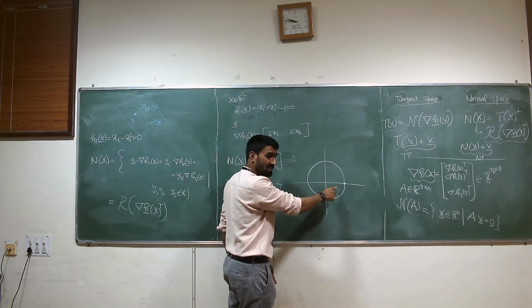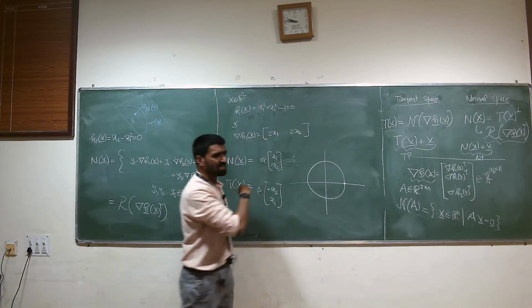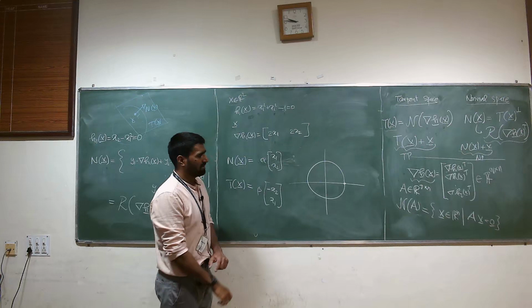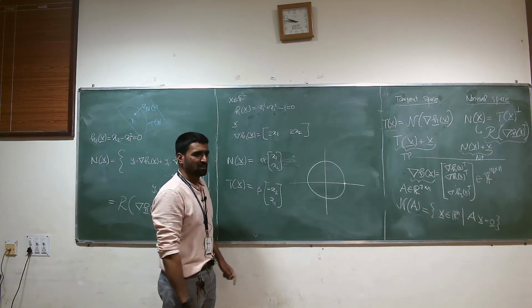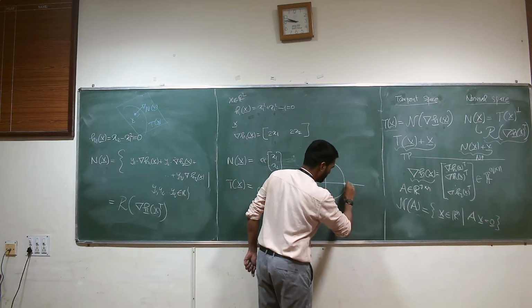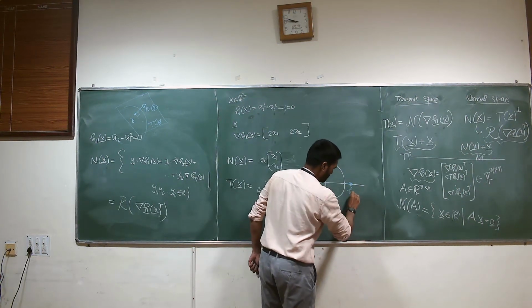Which direction is the normal? Where is the normal space? No, normal space. Let's start with the normal space. The gradient points in this direction, right? This is h.